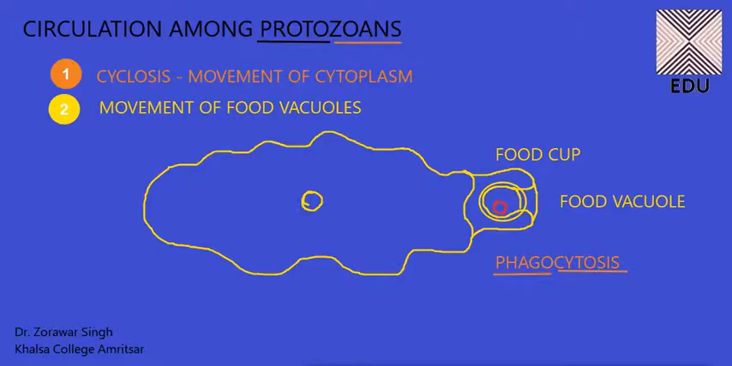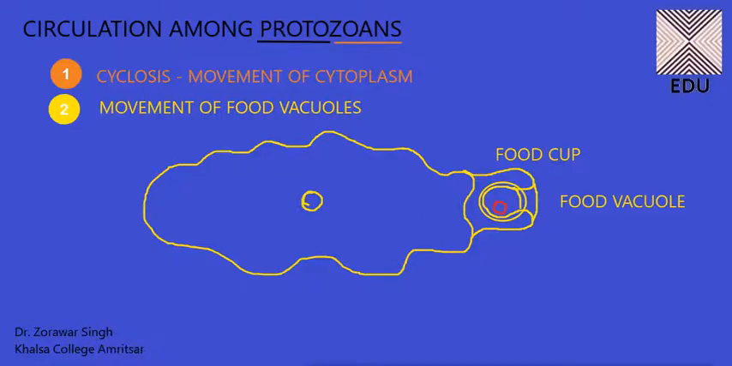And if this food is liquid, then we say it is pinocytosis. Here the word pino refers to liquid food. So suppose the amoeba is taking in some oil droplet, that will be pinocytosis. Now in this case we are considering phagocytosis. The red colored food is now in the food cup or the food vacuole.